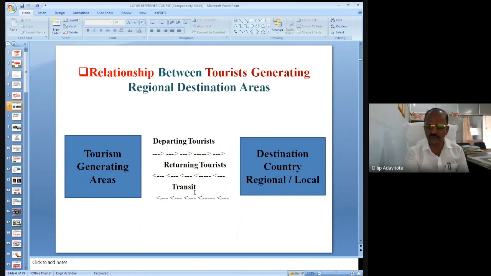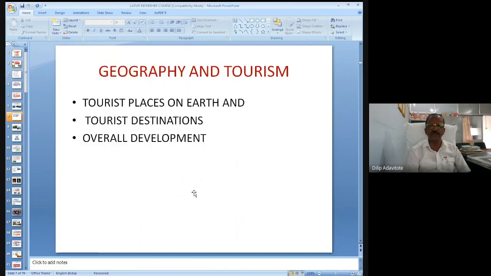Suppose a tourist is traveling 200 kilometers, 300 kilometers, or even 500 kilometers. In between, he takes rest, and the rest place is called the transit place. It is also important from the tourism development point of view. So this concept we can remember or keep in mind: departing tourists, returning tourists, and transit. These are very important for tourism development.